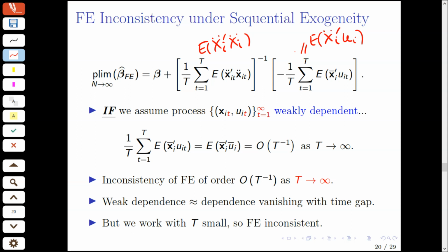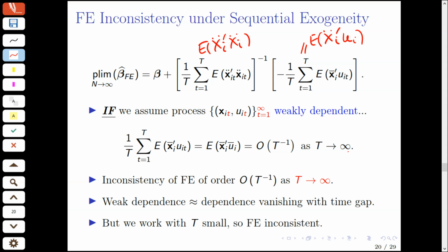Now, without additional assumptions, we know the fixed effects estimator is inconsistent, but suppose that we were to add additional assumptions, and suppose specifically that we were to place assumptions on the sequence of regressor and idiosyncratic error pairs over time for a given individual, that is, a time series. Now if we were to assume that this time series for each individual is so-called weakly dependent, then one may show, and this lies outside the scope of this course, and I won't hold you accountable to any sort of calculation involving weak dependence, that this average, which pops up as a source of inconsistency, is of order big O of T to the minus 1 as the length of the time series grows without bound.